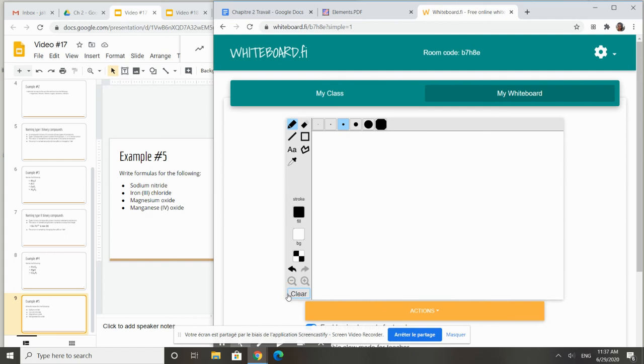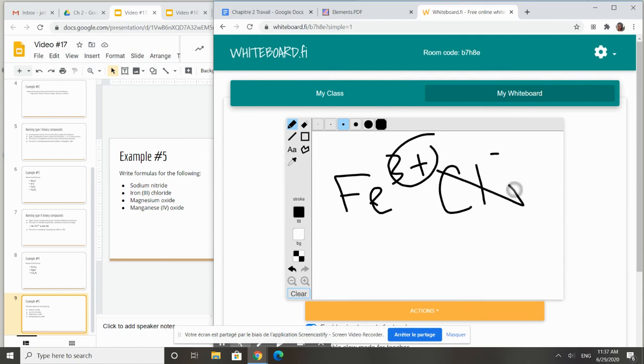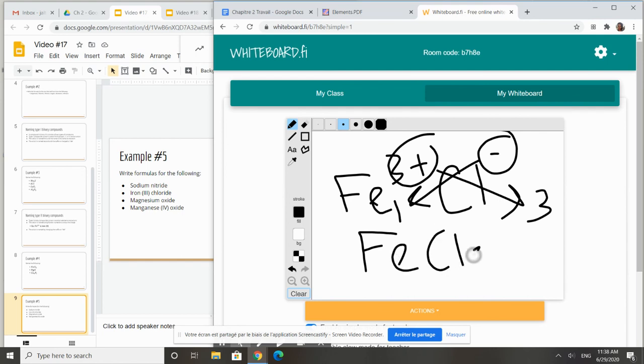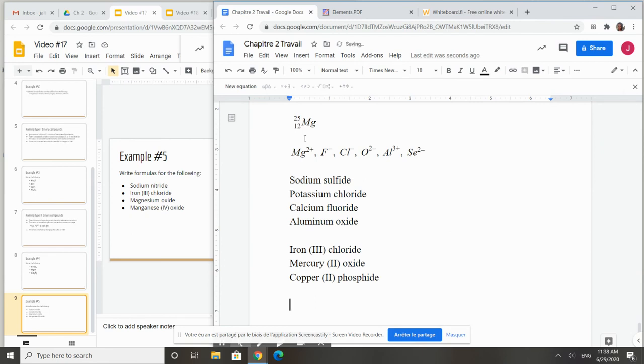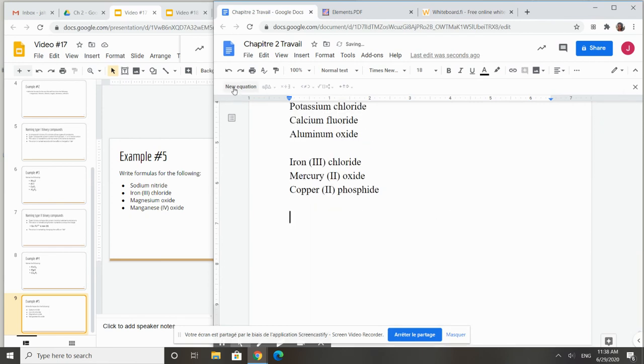For the second one, I've got iron, and then it says in parentheses 3+. So they put that up there. Chloride, chlorine's common charge is -1. Crisscross applesauce. So FeCl3. And then I'll do the other ones not written out. You're not going to always have to write them out, but that trick is just to help students at first.